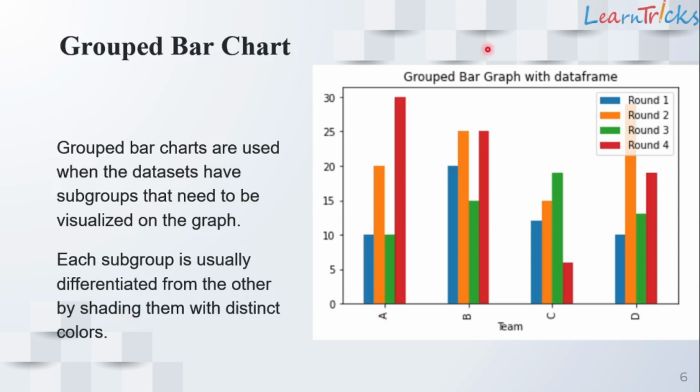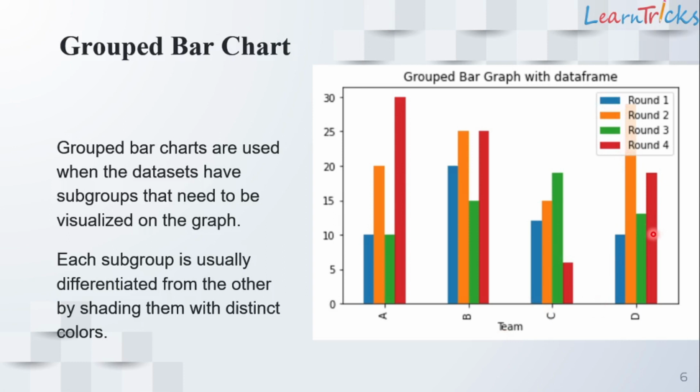Okay, so here this graph shows there are 4 teams A, B, C and D, and within these 4 teams there are again 4 rounds, that is round 1, round 2, round 3 and round 4. Now these 4 teams are appearing in these rounds. So there will be data for team A for these 4 rounds, for team B for these 4, and similarly for C and D also.